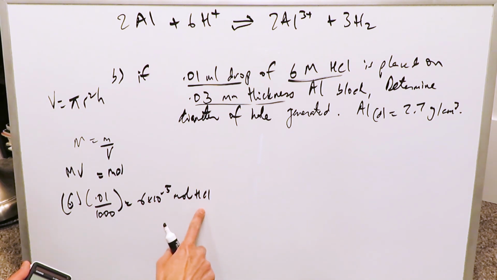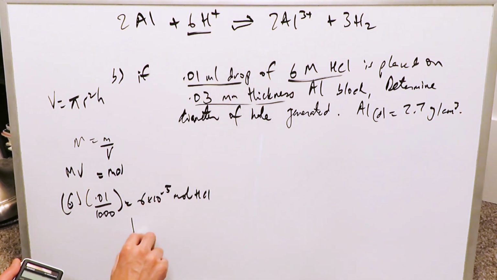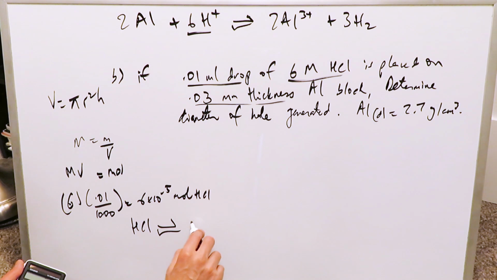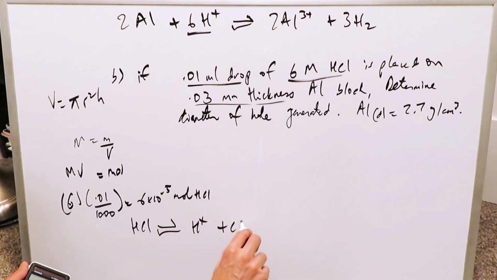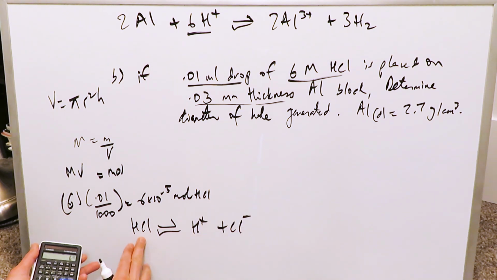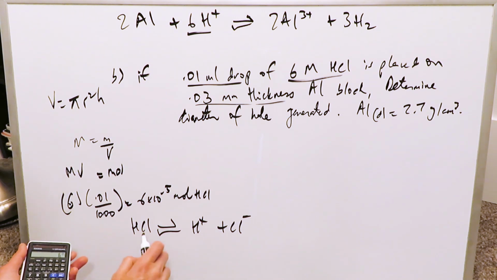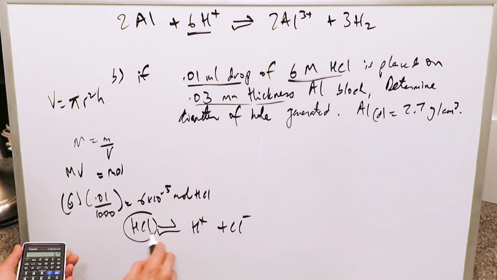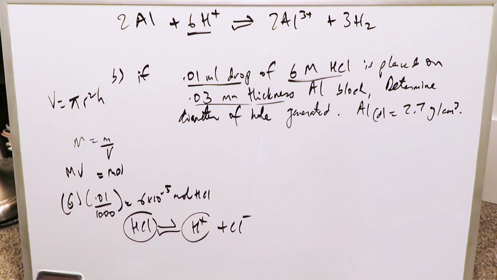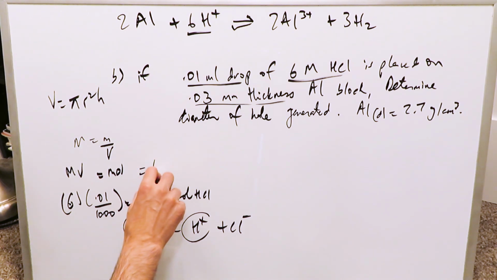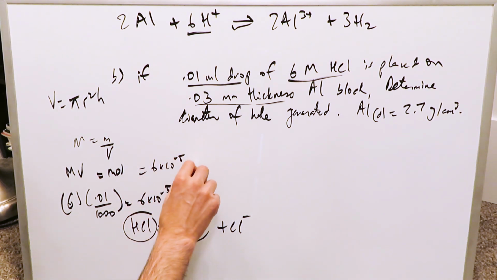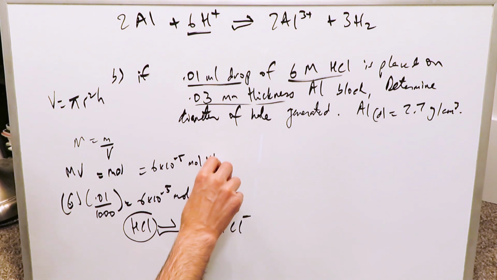But how can we determine H plus? Because this is what we're looking at. HCl dissociates completely to these because it has a very high equilibrium constant. It dissociates completely. The moles or molarity of this is equal to the moles or molarity of that. So this right here is equal to 6 times 10 to the minus 5 moles H plus.